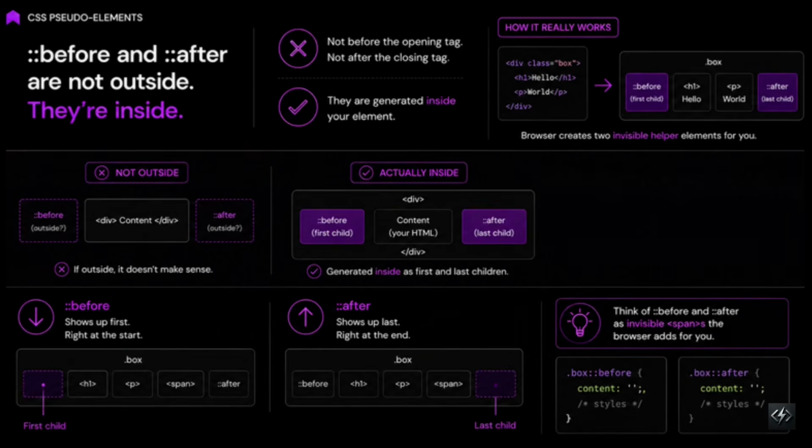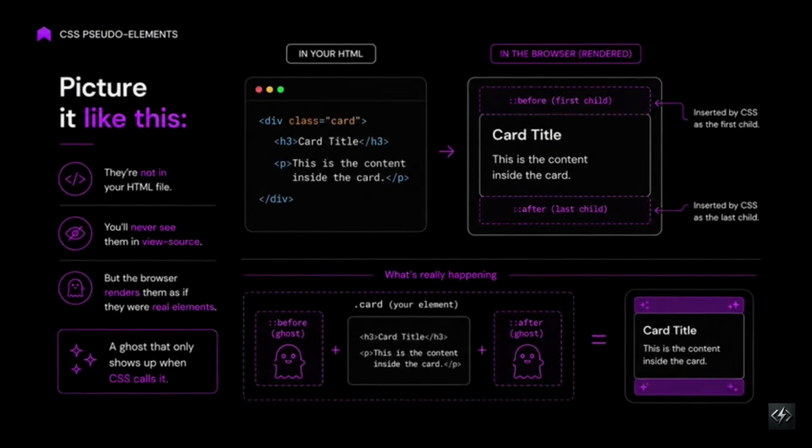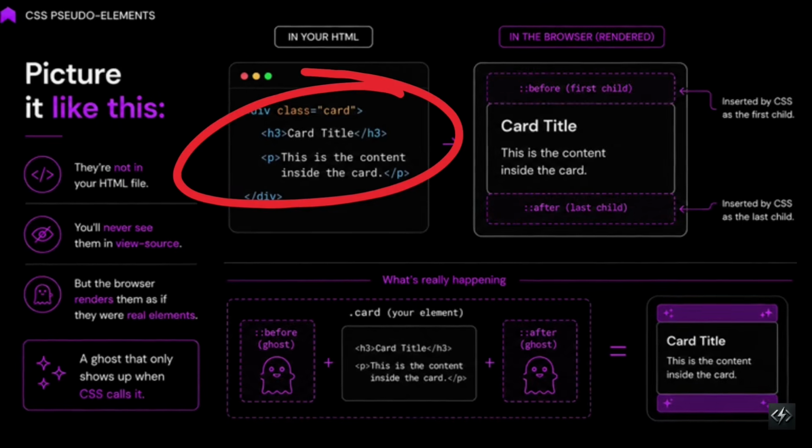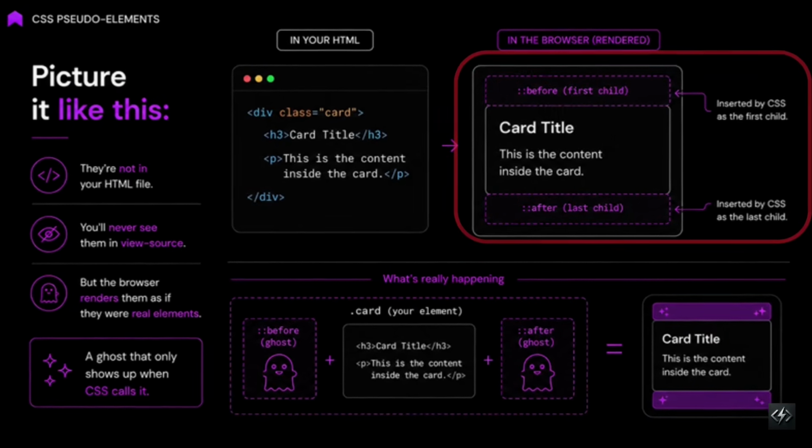What actually happens is this. Think of before and after as two invisible little helper elements, kind of like spans that the browser quietly generates inside your container for you. Before shows up as the very first child, right at the start, and after shows up as the very last child, right at the end. Picture it like this. They're not in your HTML file. You'll never see them if you view source the page, but the browser renders them as if they were real elements sandwiched inside your container, kind of like a ghost that only shows up when CSS calls it.